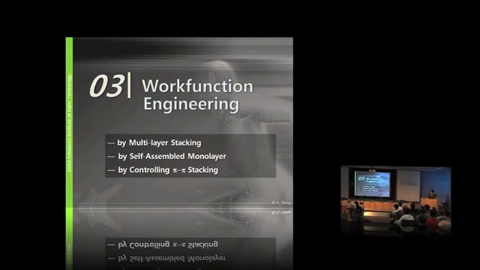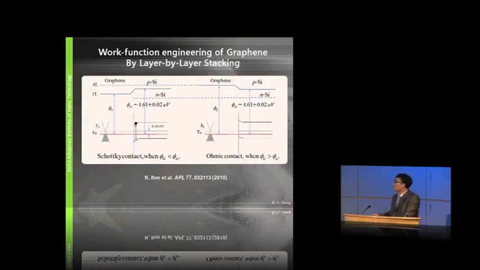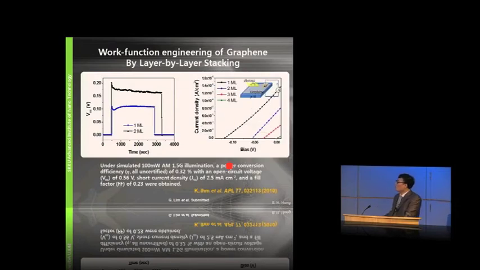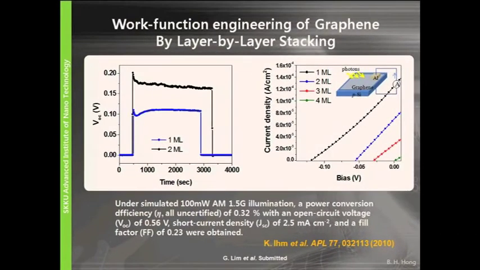And finally, I'd like to introduce work function engineering for the solar cells. So here, by combining graphene with silicon, you can easily make the solar cells. But in this case, we need Schottky contact. But if you use four-layer graphene, four times transferred graphene, then it makes ohmic contact, which is not good for solar cell effect.